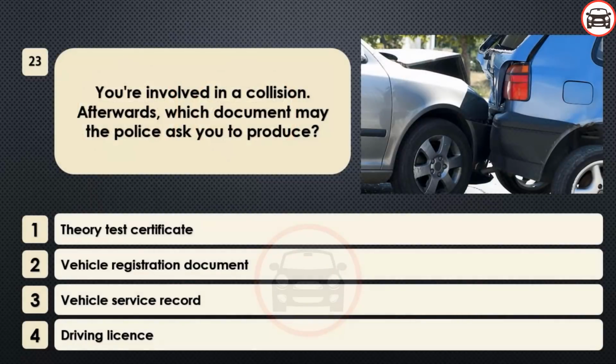You're involved in a collision. Afterwards, which document may the police ask you to produce? 1. Theory Test Certificate. 2. Vehicle Registration Document. 3. Vehicle Service Record. 4. Driving License.